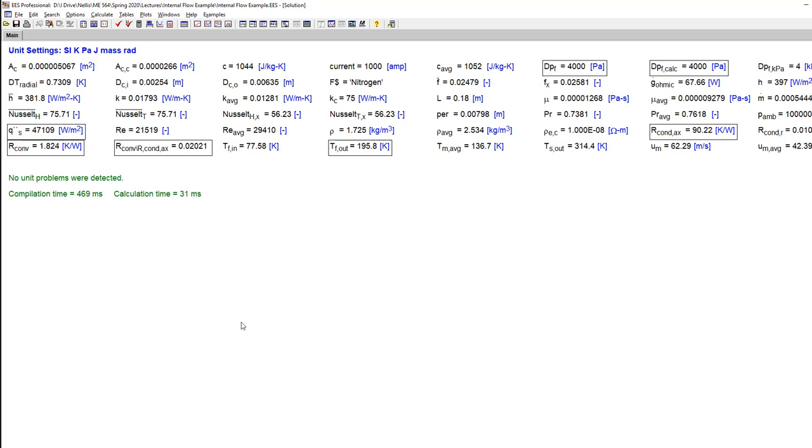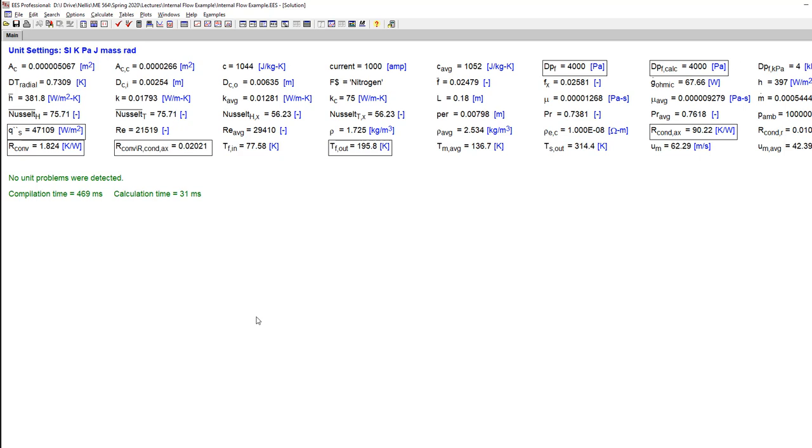Okay, so that's an example of an internal flow problem. I think it's a pretty good example of a single fluid traveling in a duct. Certainly it's enough to get you to the point where you can do your homework.